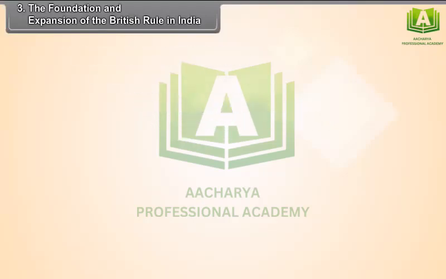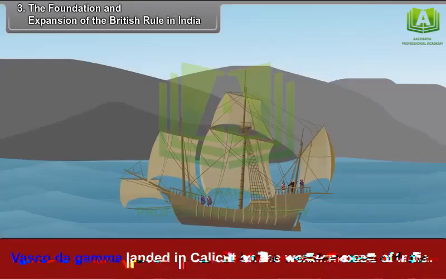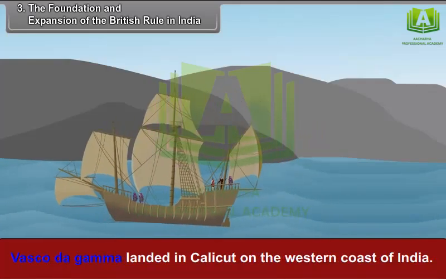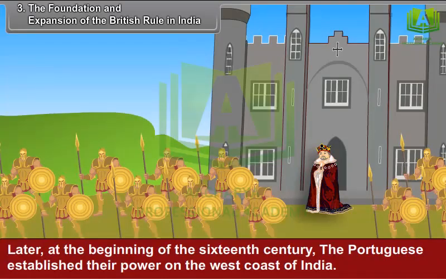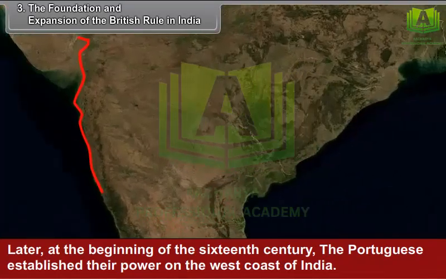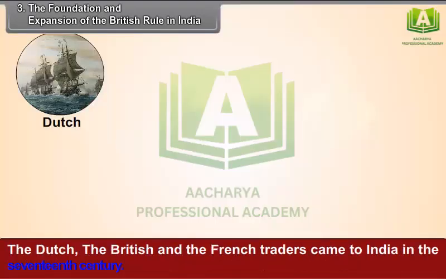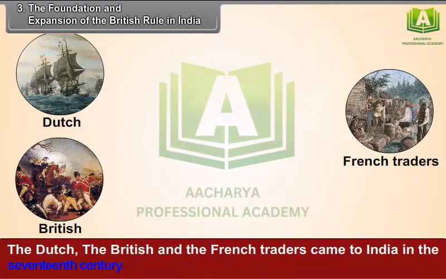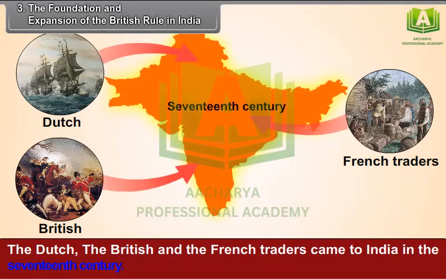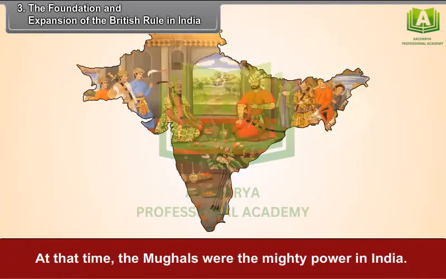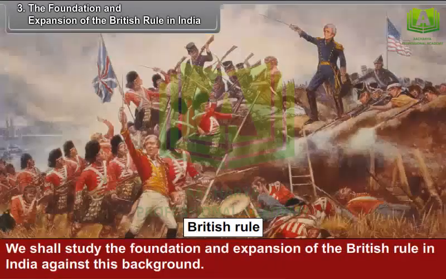Chapter 3: The Foundation and Expansion of the British Rule in India. Vasco da Gama landed in Calicut on the western coast of India. Later, at the beginning of the 16th century, the Portuguese established their power on the west coast of India. The Dutch, the British and the French traders came to India in the 17th century. At that time, the Mughals were the mighty power in India. We shall study the foundation and expansion of the British rule in India against this background.